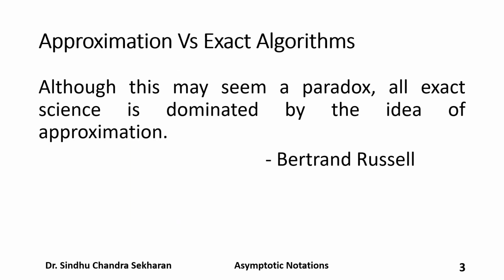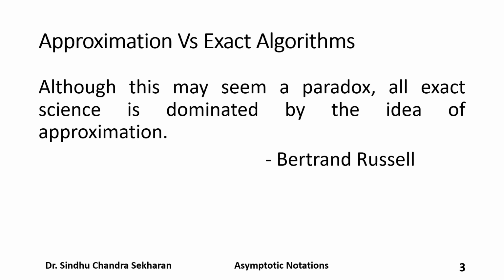Before understanding asymptotic notation, we should understand what is approximation and exact algorithms. An exact algorithm uses some kind of an exact formula to produce an exact value. This is not the case always. We have something called an approximation algorithm, which produces an approximate solution or value.